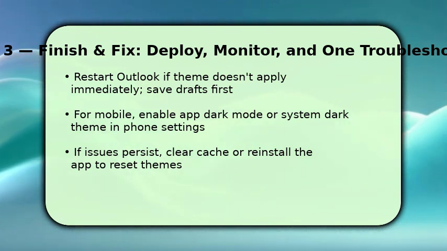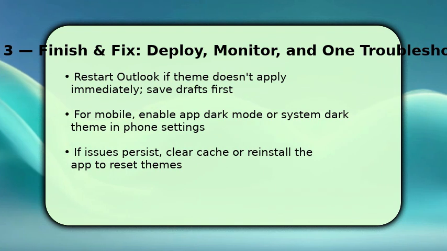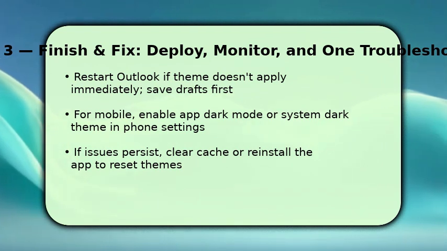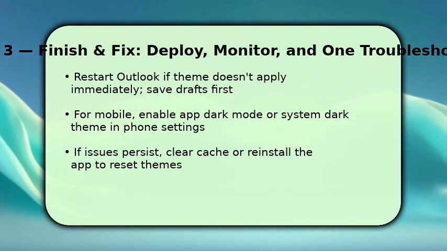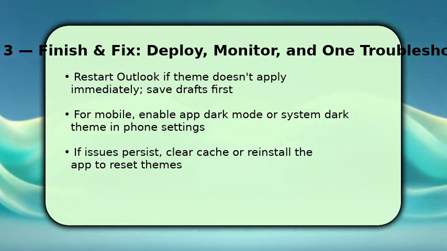If the interface still shows light elements, clear the app cache or force stop and reopen. This often resolves stubborn UI remnants. As a last resort, reinstalling the app resets corrupted theme files. If you still see bright emails, remember some senders use fixed backgrounds that won't convert to dark.